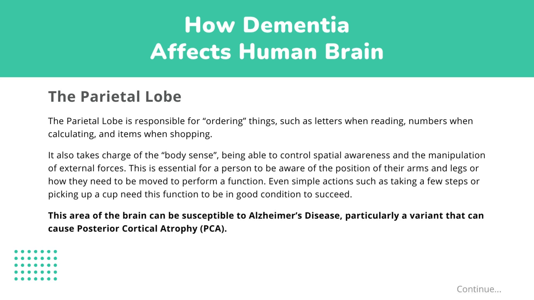The parietal lobe. The parietal lobe is responsible for ordering things, such as letters when reading, numbers when calculating, and items when shopping. It also takes charge of the body sense, being able to control spatial awareness and the manipulation of external forces. This is essential for a person to be aware of the position of their arms and legs or how they need to be moved to perform a function. Even simple actions such as taking a few steps or picking up a cup need this function to be in good condition to succeed. This area of the brain can be susceptible to Alzheimer's disease, particularly a variant that can cause posterior cortical atrophy.